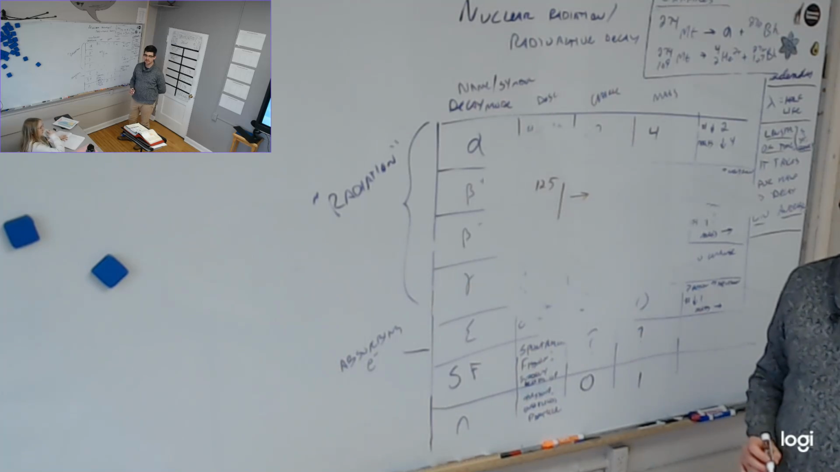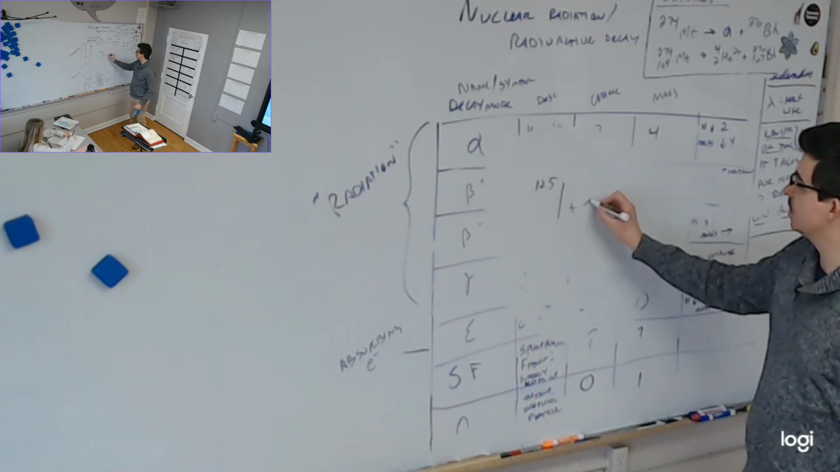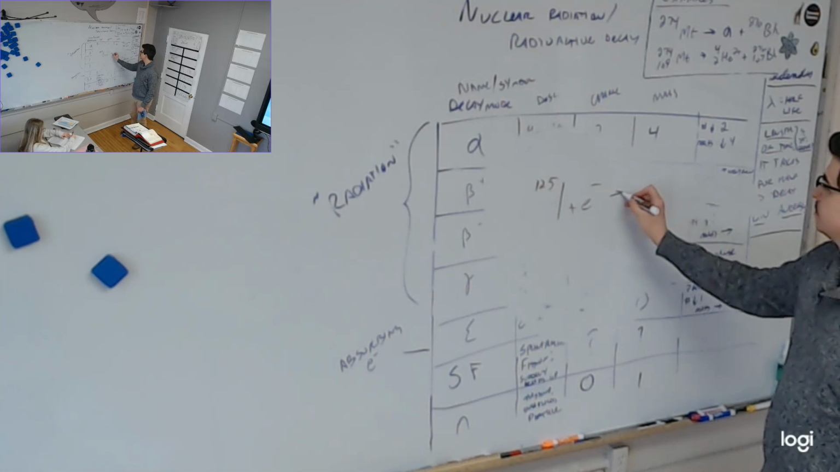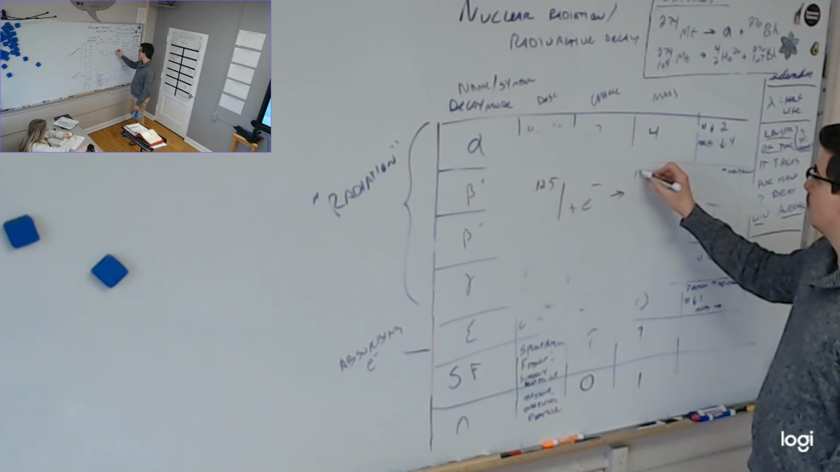Uh-oh. Where does the electron go in electron capture? Left side of the arrow. It goes on the parent side. So plus an electron. What's it going to produce? Well, according to our chart, which I've conveniently erased. Oh no, it's still here. The atomic number goes down 1, so 124.